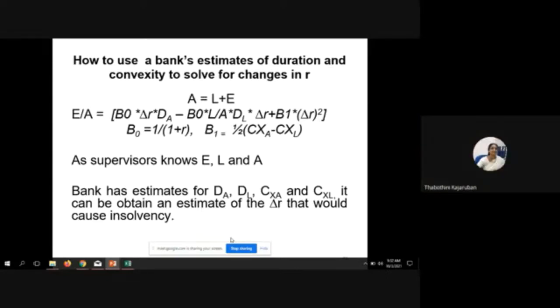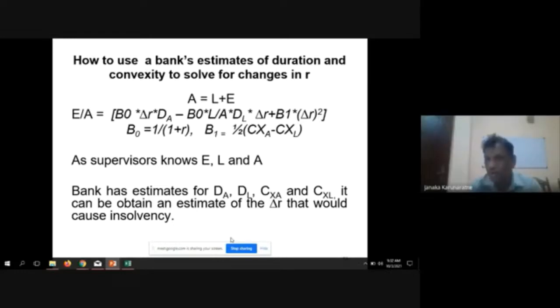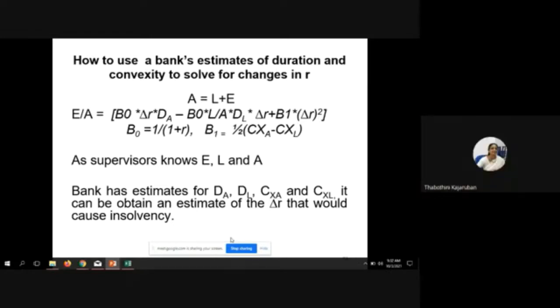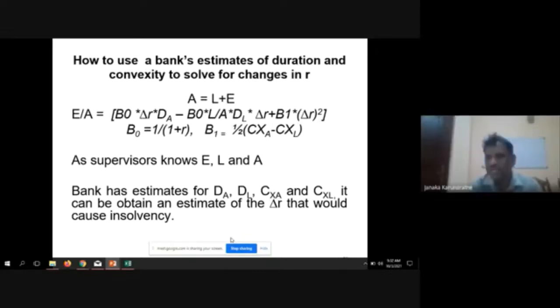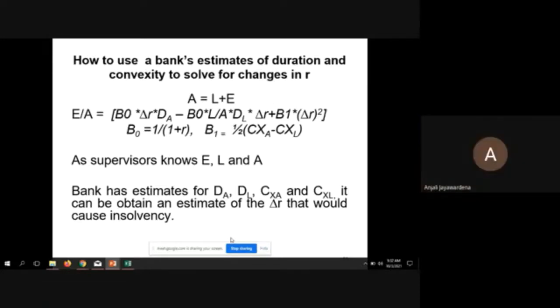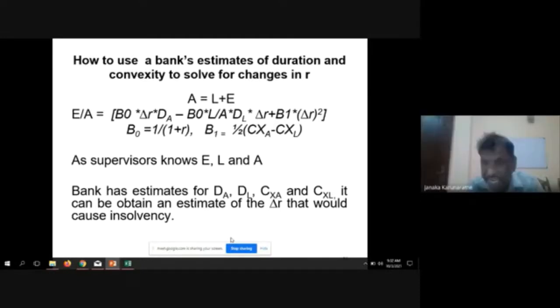Modify the duration. Okay, modify how? Change... because... if you elaborate a little bit. Okay, increase DA. Increase? DA. DL? Or DL? DL. Okay.